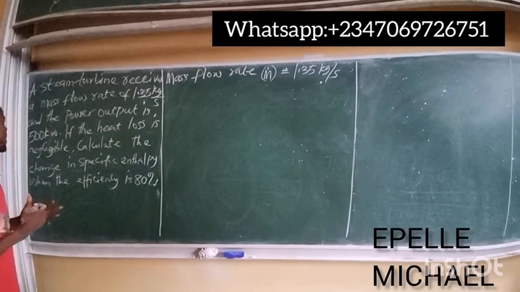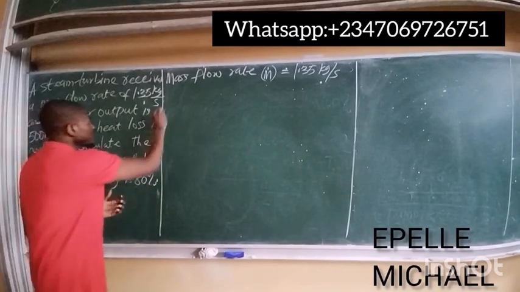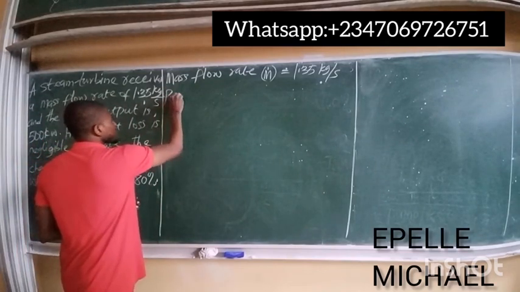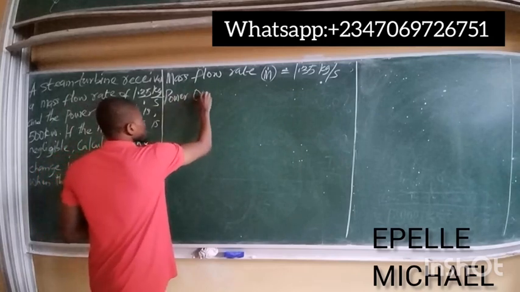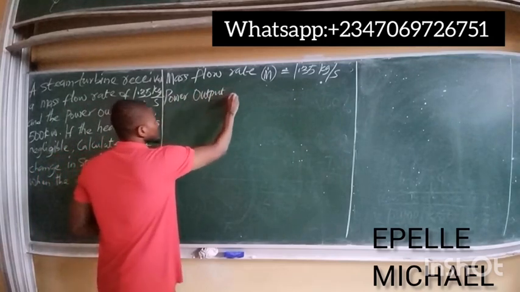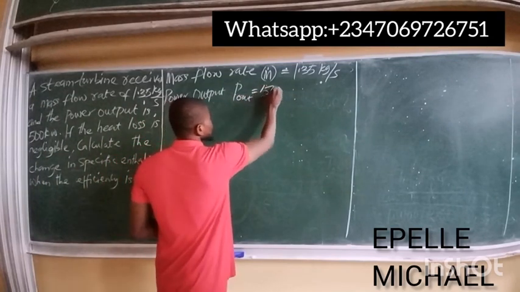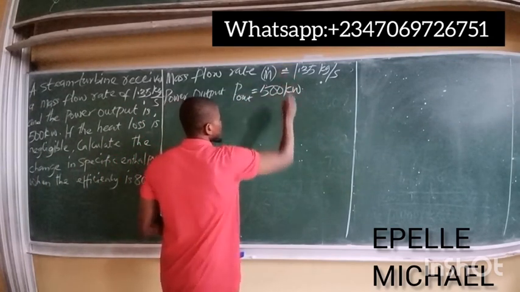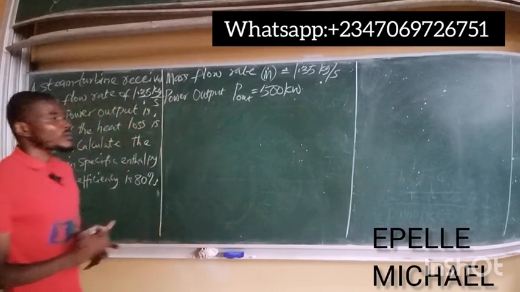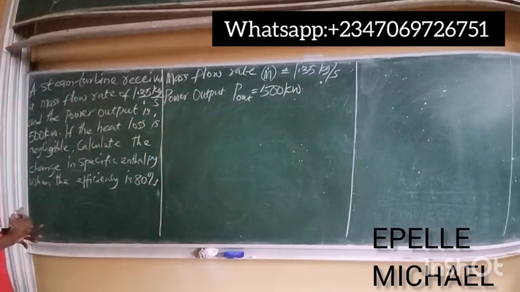Okay, and the power output was given as 500 kilowatts. So power output, we simply call this P out equals 500 kilowatts. You might choose to convert that to watts simply by multiplying by 1000 if you wish.